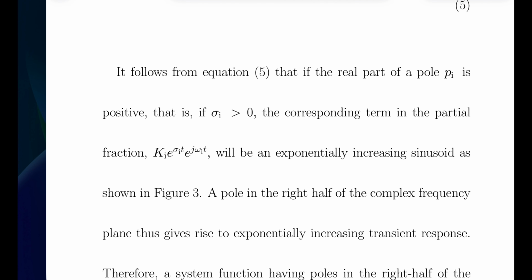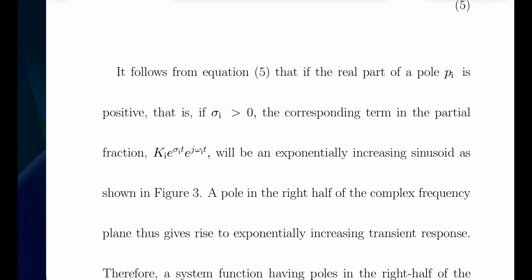So it follows from equation 5 that if the real part of a pole pi is positive, that is sigma i is greater than 0, then the corresponding term in the partial fraction, for example, ki exponential sigma i t into exponential j omega i t, will be an exponentially increasing sinusoid as we have shown in figure 3. So this sigma i is positive. Therefore, exponential plus sigma i t will go on increasing as time increases.